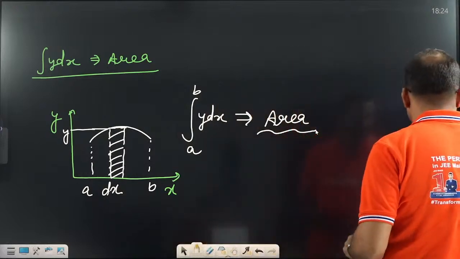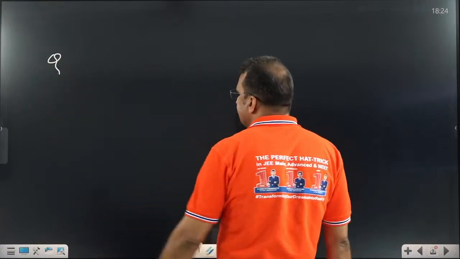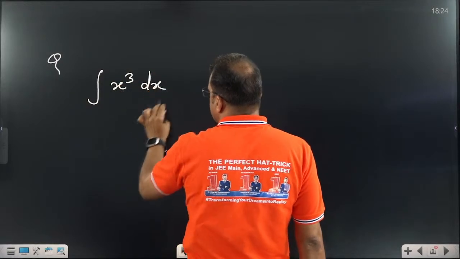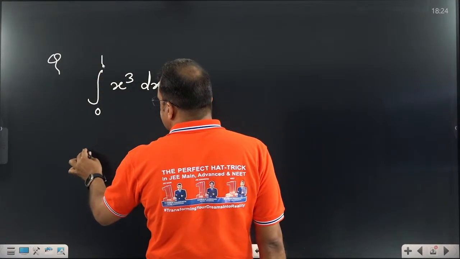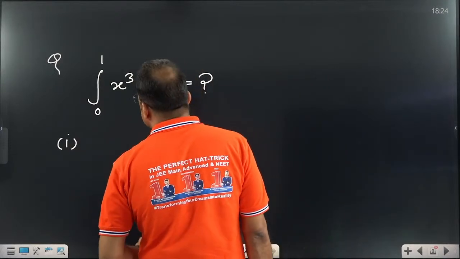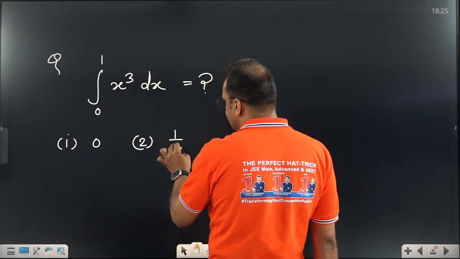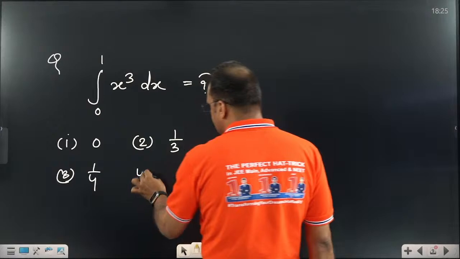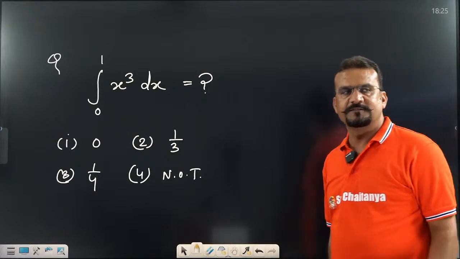Okay, let us take one more example for the same concept: how to find area, which means integration. Suppose the function is x power 3 dx, and let us take limits from 0 to 1. You tell me fast, what is the answer for this? I am giving you options. Comment box should be fired with the right option. First option is 0. Option 2 is 1 by 3. Option 3 is 1 by 4. Option 4 is none of these. Which is the right option? Do it fast.